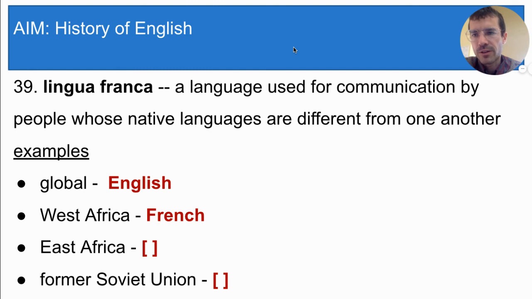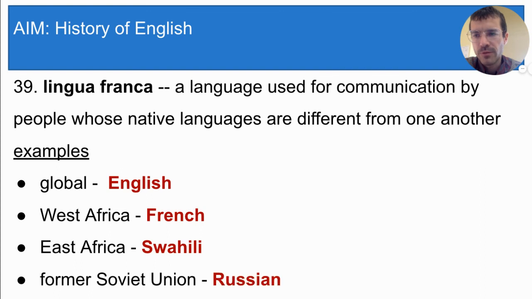In West Africa, French is spoken by millions of people because this region was colonized by France, and people who don't speak the same language often use French to communicate in that area. And in East Africa, the lingua franca is Swahili. Swahili is a language that combines Bantu languages native to East Africa and Arabic, which was brought to the region by traders from Arabia.